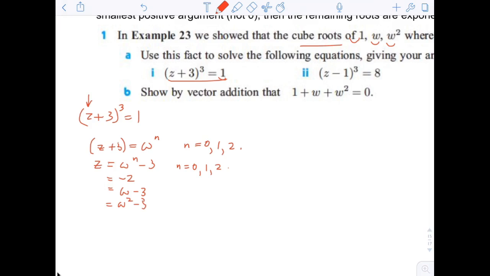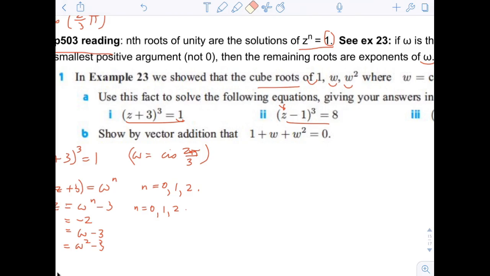And what exactly is omega? Omega, in this case, is going to be the root with the smallest argument that's not 0. So it would be cis 2 pi over 3, like we drew in the Argand diagram. Okay? All right, let's look at this one.